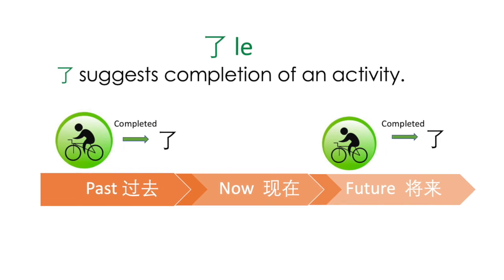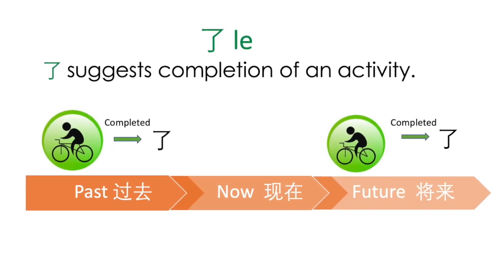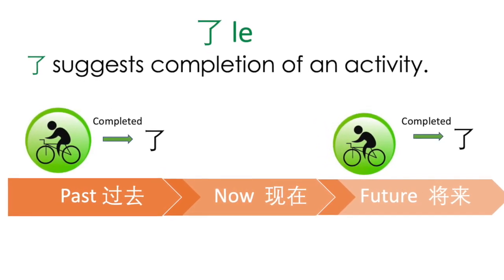Actually, le can be used for future sentences too. For instance, if there are 2 sequential activities, which is one happens only after the completion of the other. In this case, we place le after the verb of the first activity.